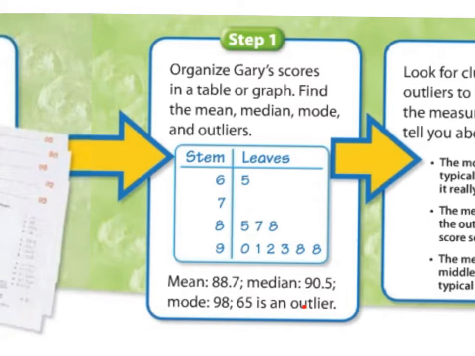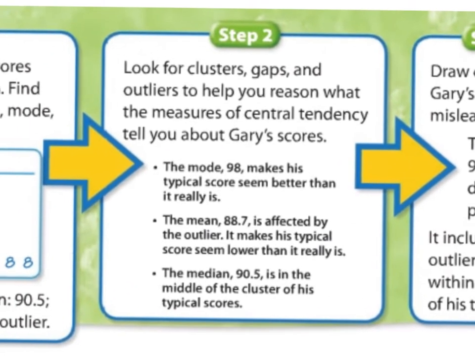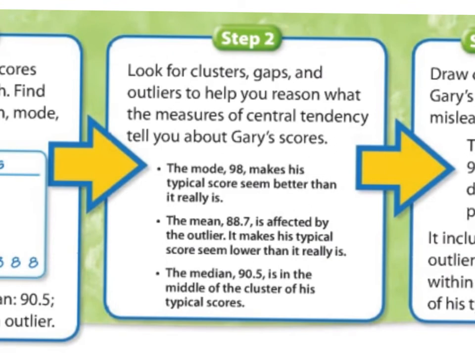And do you notice what 65 does to the mean? Look at the difference between the mean and the median. 65 brings the average, or the mean, down. And so this outlier is kind of affecting our data. So let's look at this a little closer.